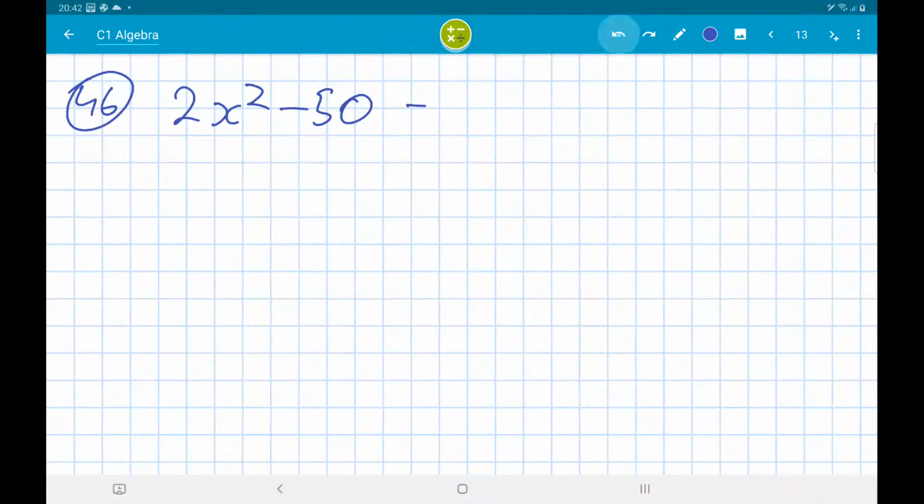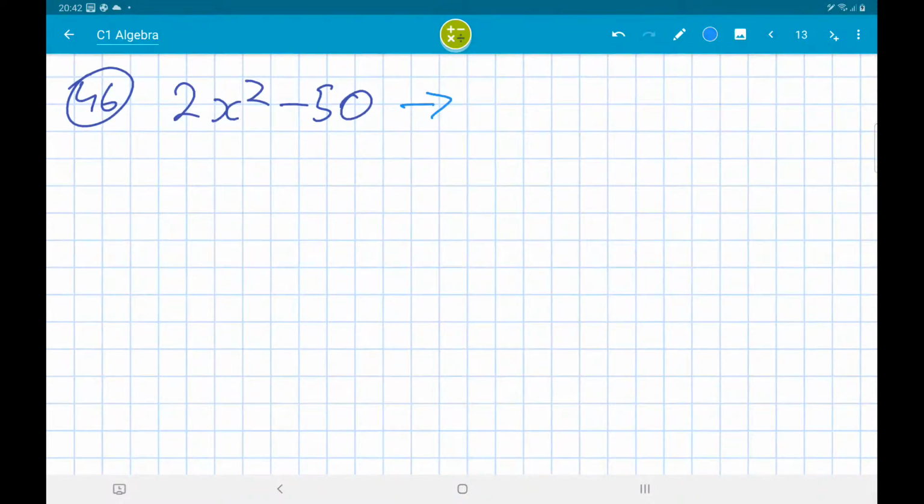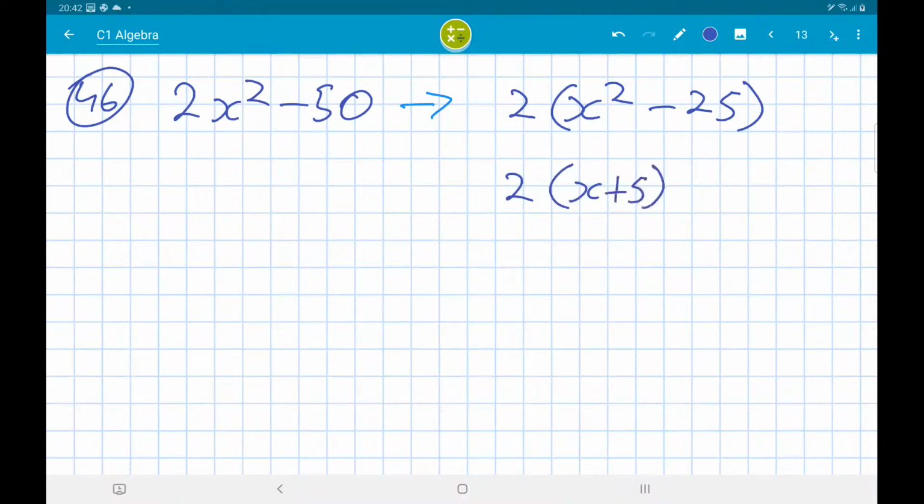So if I had gone this way, you would end up with 2(x squared minus 25). Sorry, I'm just going to write it down properly. Cool. 2(x squared minus 25), and then you would end up with 2(x plus 5)(x minus 5). So having looked at this, that's where you would end up based on difference of the squares.